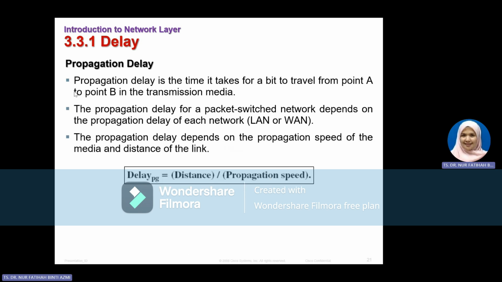And for the propagation delay, it is the time it takes for a bit to travel from point A to point B in the transmission media or across a medium. The propagation delay depends on the distance and speed. For example, if you use copper wire or fiber, the speed of sending the data will be different. Okay, so this is the formula: propagation delay is equal to distance over the propagation speed.